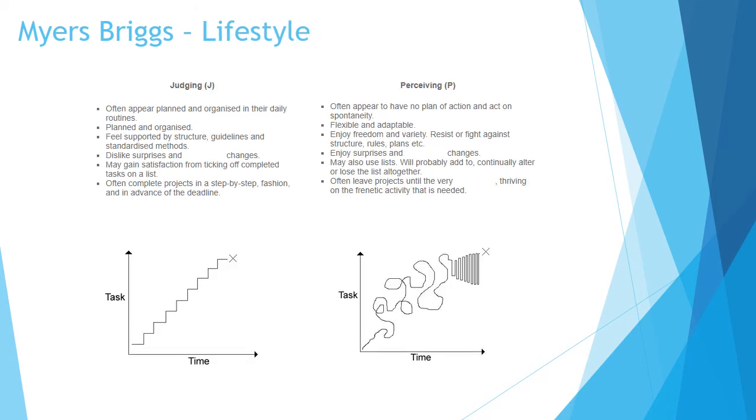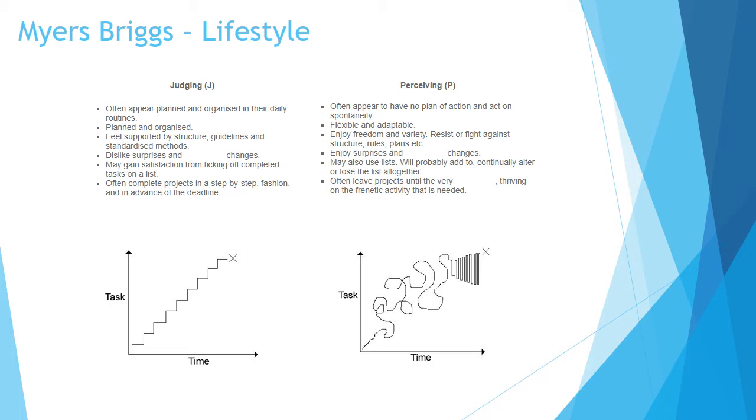Next is the lifestyle dichotomy, and basically it's more about how they perform tasks at hand. Judging people are way more structured. They like knowing exactly what to do. They like planning. They like minimizing risk. Once they see a task and it's very structured, they know exactly what they need to do. They're very routine based and structured, and they go straight towards their goal.